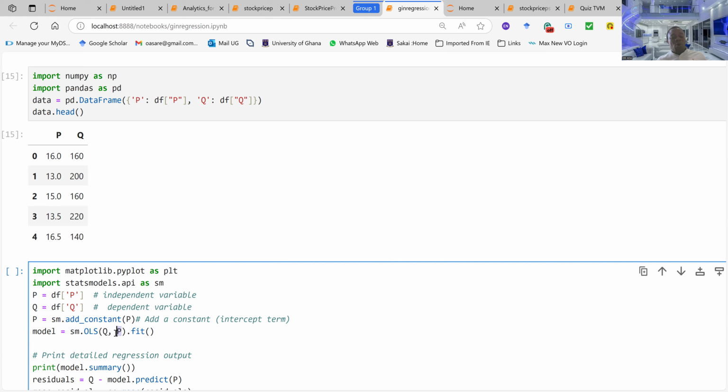If there were more independent variables, we would have done that. This fit means that we are estimating a fitted line or regression line. Now, this next command says that it should print the results, the summary of the entire result. But it should also create the residuals. Now look at the residuals.